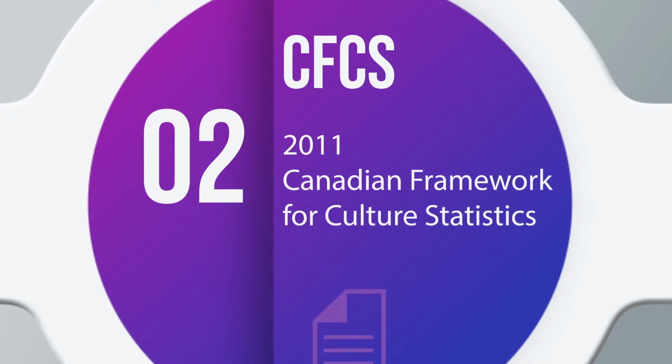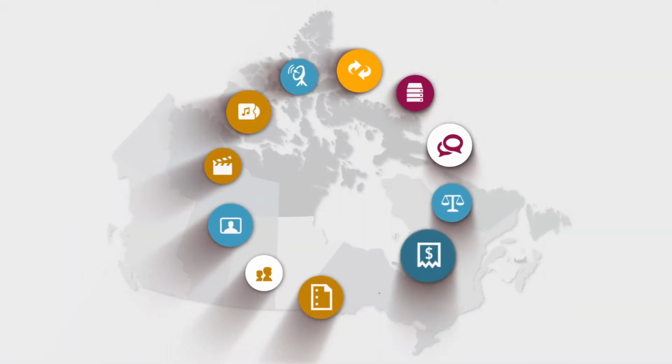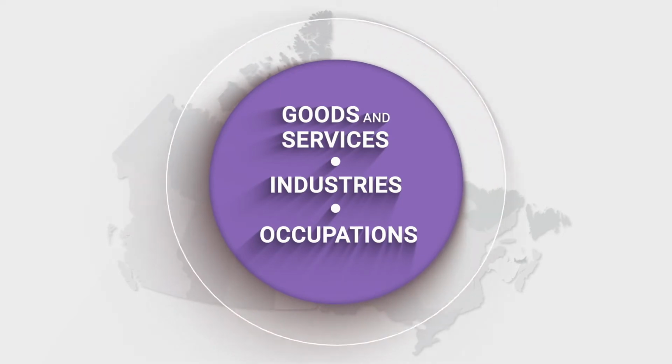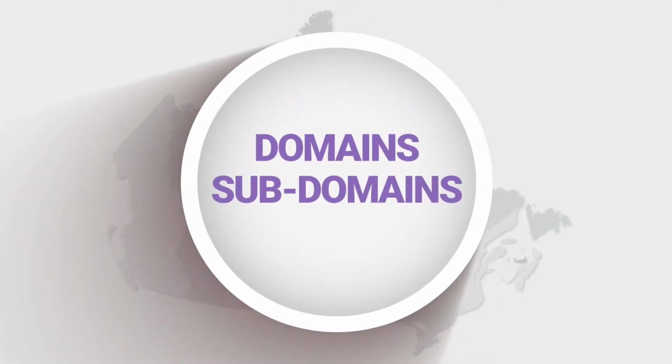2. The second main component of the CSA is the 2011 Canadian Framework for Culture Statistics, or the Framework, which sets out the main concepts and provides the definition of culture used by the CSA. It categorizes related culture goods and services, industries, and occupations into groupings called domains and subdomains.